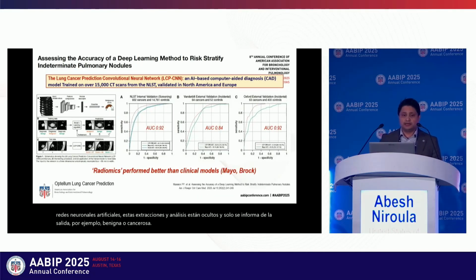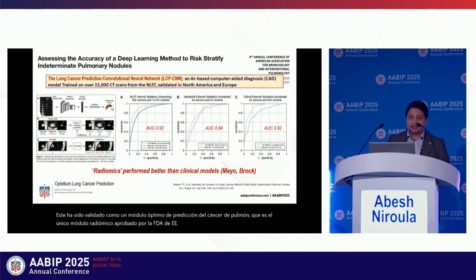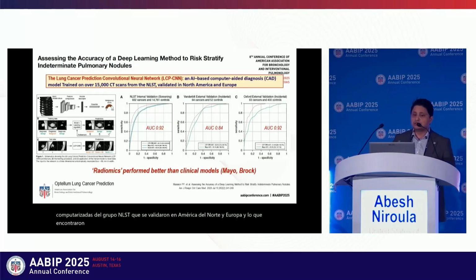This has been validated. The Optellum lung cancer prediction module, which is the only US FDA-cleared radiomic tool, looked at the lung cancer prediction convolutional neural network, LCP-CNN, an AI-based computer-aided diagnosis model trained over 15,000 CT scans from the NLST group, and was validated in North America and Europe. What they found is that the radiomics performed better than just clinical models like Brave, Mayo, and Brock.